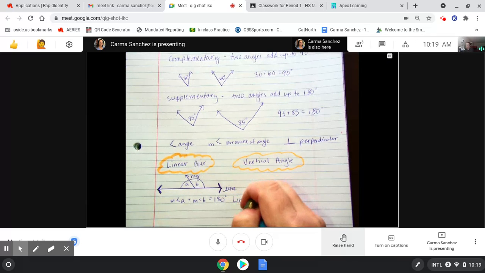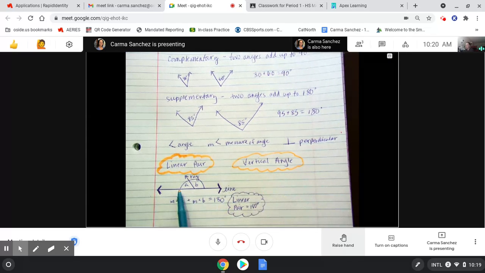So the reason we would put is that linear pair is supplementary, or linear pair equals 180. So this is our reason or our justification that we can say that angle A plus angle B equals 180. Well, let's go look at this other relationship, vertical angles.